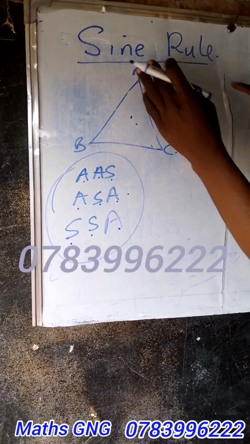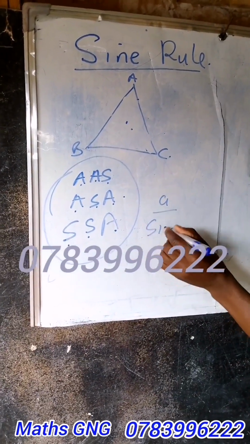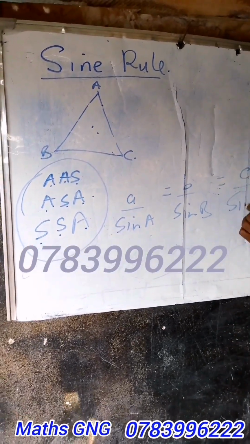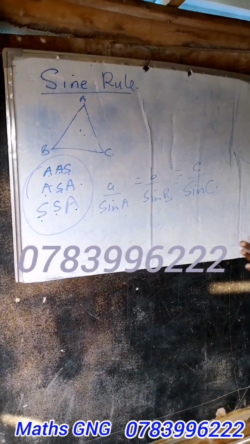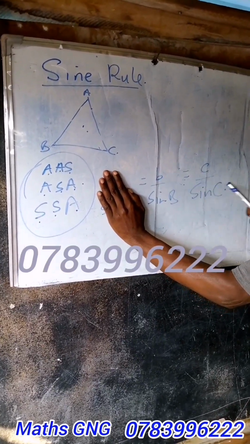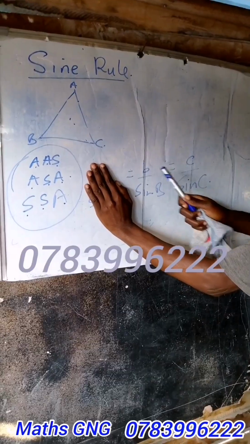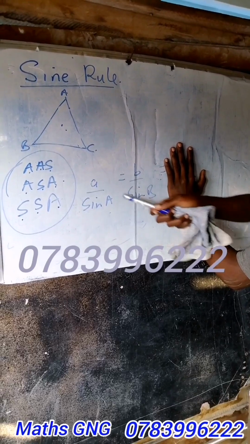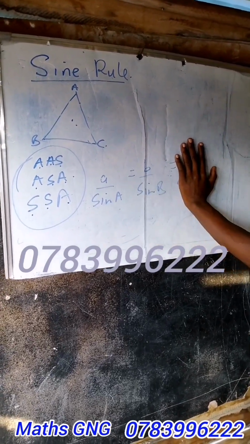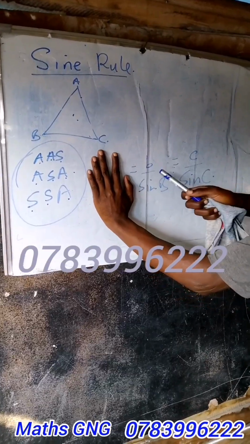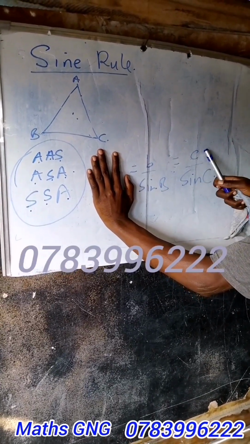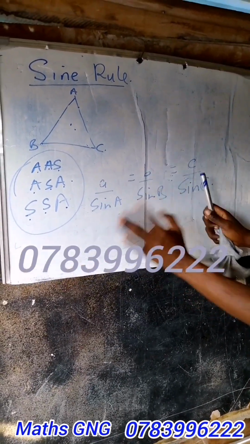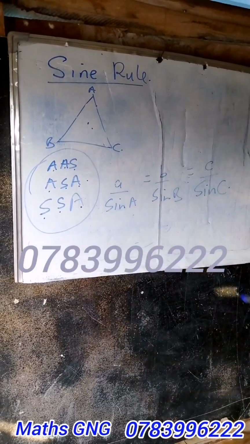These are the formulas when using the sine rule. a over sine A is equal to b over sine B is equal to c over sine C. Then you equate and cross multiply: b times sine C is equal to c times sine B. Or a times sine B is equal to b times sine A. Or sine B times c is equal to sine C times b. That's how you can solve using the sine rule.